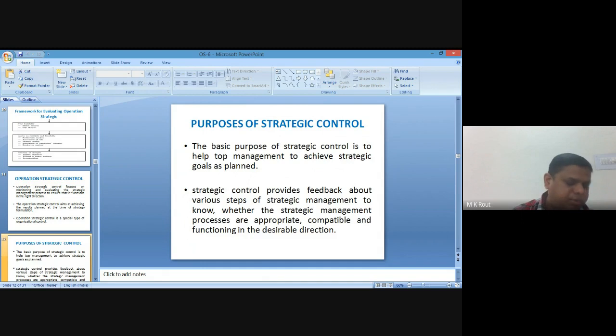That is why, from the Flipkart point of view or any organization's point of view, Flipkart has designated a particular post known as manager for F&I. That manager for facility and infrastructure has the key responsibility of collecting various types of feedback, whether from customers, vendors, or suppliers. He also monitors and evaluates the different steps of the strategy management, whether the process is appropriate, compatible, or functioning in the desired direction. That is the basic concept of operational strategy control.